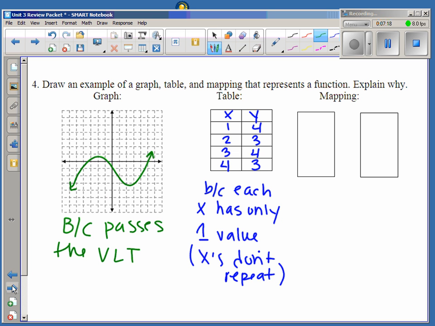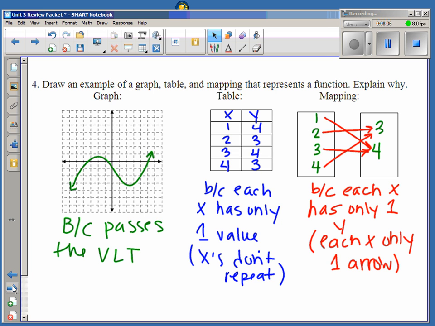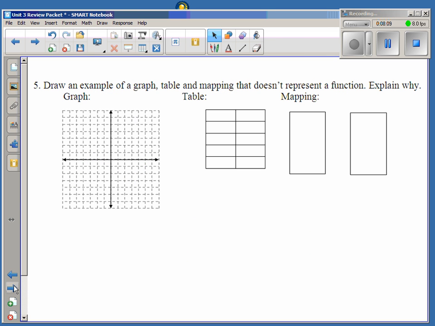Right, and the last one's the one that you're least familiar with. It's a mapping. So I could take this table here and put it in a mapping. So I write my x values there, and I write my y values here. And I don't need to repeat the values because I'm going to be drawing arrows. So 1 maps to 4, 2 maps to 3, 3 maps to 4, and 4 maps to 3. Notice each x only has 1 arrow coming from it, so that's why it's a function. So again, it's the same explanation as before. Each x has only 1 y. Or in other words, each x has only 1 arrow. It does not matter that the y values have more than 1 arrow because we're only concerned with the x values being unique.